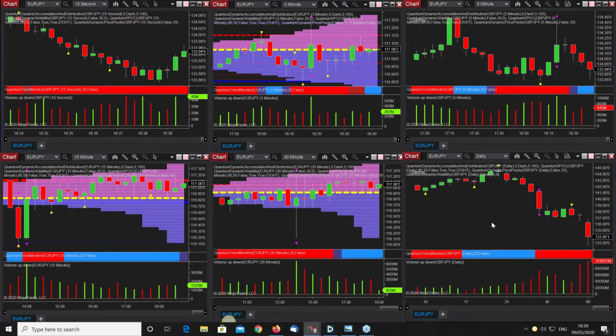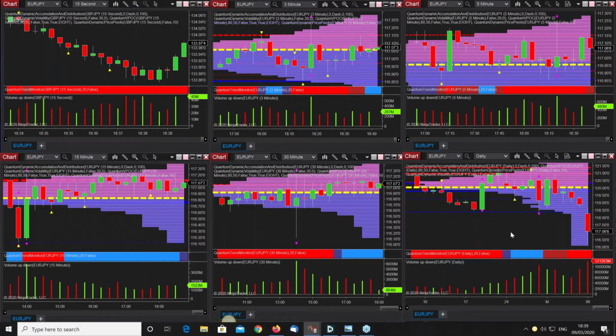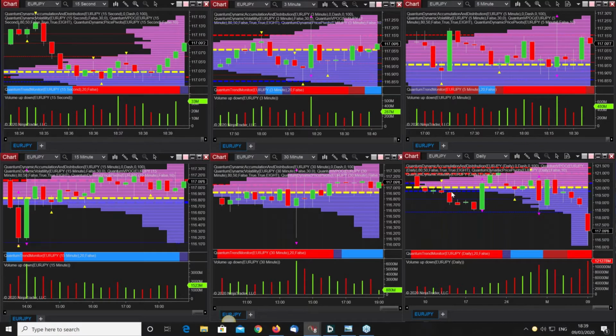Pop that one up. And similar sort of picture for euro yen as well. Again, body, wick, but not as extreme as on the New Zealand and as on the Aussie.